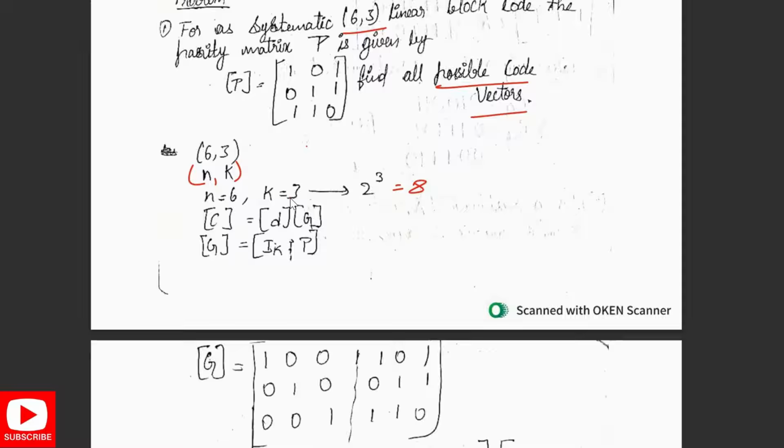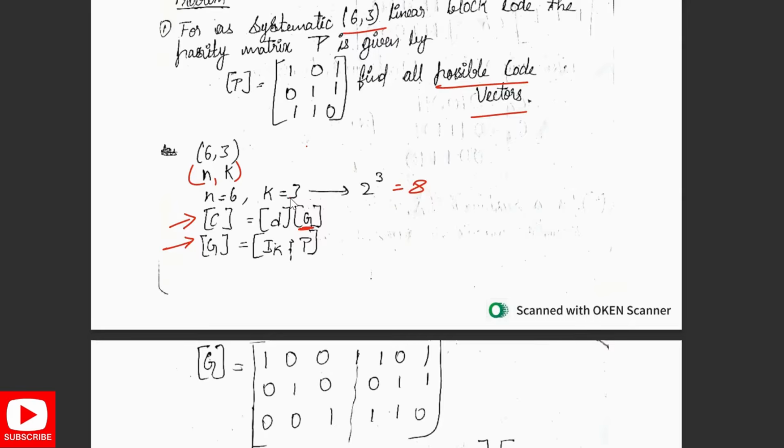Okay, now C is equal to what? These are the two expressions that you need to know in order to write the matrix. One is C, the code vector that we are generating. It is D into the generator matrix G. And then how to find this generator matrix? It is given by I_k, that is the identity matrix, followed by the parity matrix P.